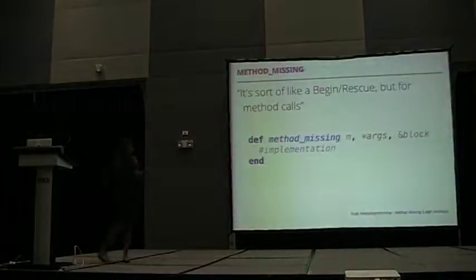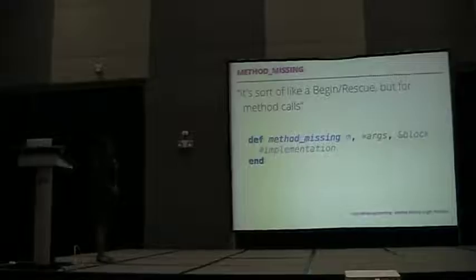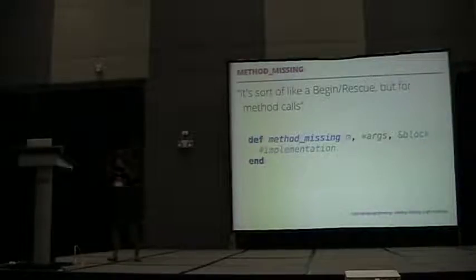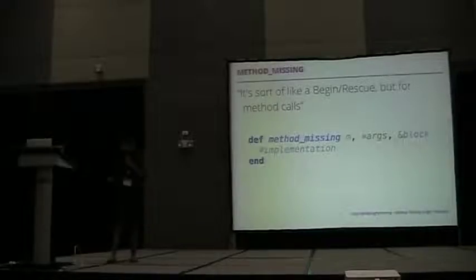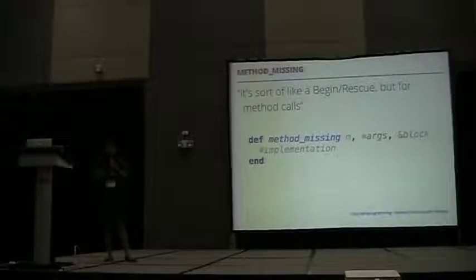In the words of this article that I was reading by Lee Halliday, it's sort of like a begin rescue, but for method calls, which pretty much sums up method missing. So it takes in a method name as a symbol, a bunch of arguments, takes in a block, and lets you do something that is the default behavior of your class. And alternatively, even add dynamic behavior to your classes, right?